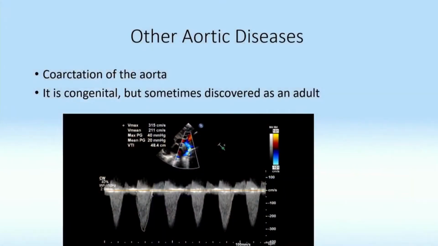And then finally, I just wanted to show you the coarctation of the aorta, where we also use Doppler. There is an image of it, and it's congenital and sometimes discovered as an adult. And these are the measurements that we make. It's very similar to the aortic stenosis measurement, except we measure the gradient in the descending aorta. And this will also help us decide whether this patient needs surgery or not, or needs something to be done or not. Not everybody has to have something happen.